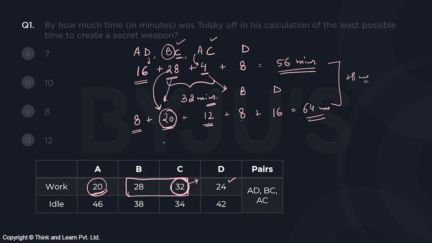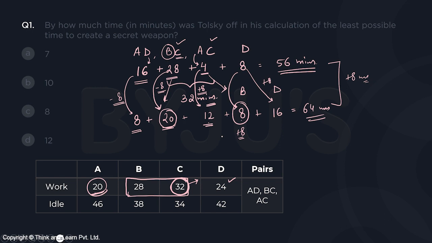What impact does it make? When this time decreases by 8, automatically this time increases by 8. When this time increases by 8, automatically this time decreases by 8. I hope you are getting my point. So because of this, one number increased by 8, other two decreased by 8, and because of that there is a negative impact here. And ultimately I see here this number has increased by 8 and B has to work for an extra 8 minutes.